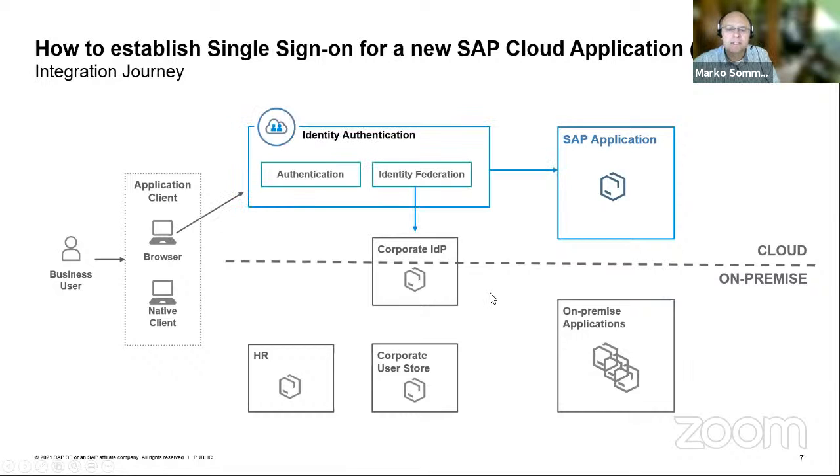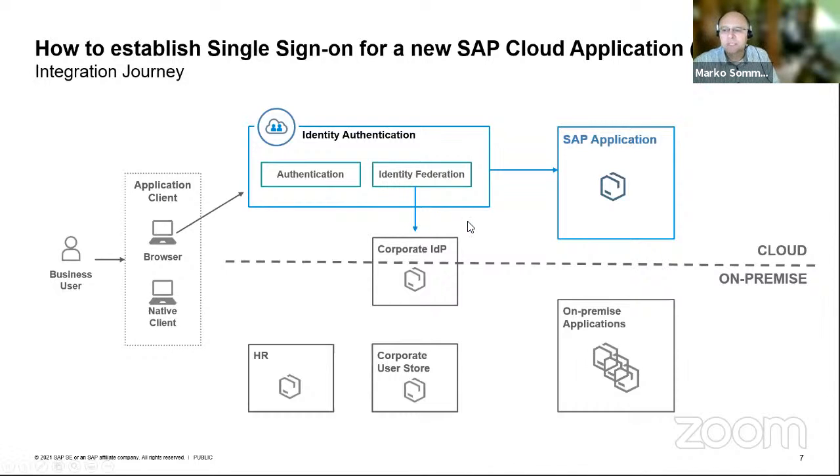And with regards to single sign-on, SAP deliberately decided to introduce and to put more efforts in establishing a central service, the identity authentication service, to integrate all SAP cloud solutions in a common way with a corporate identity provider, and to make it seamlessly integrated with a corporate IDP, but with also the option to have authentication means at hand in the identity authentication service.